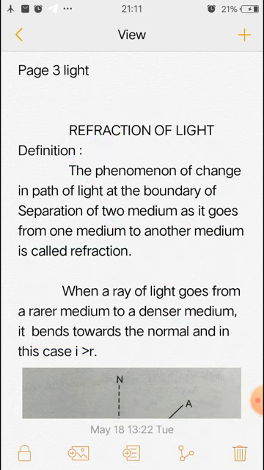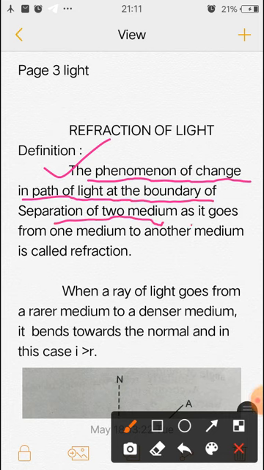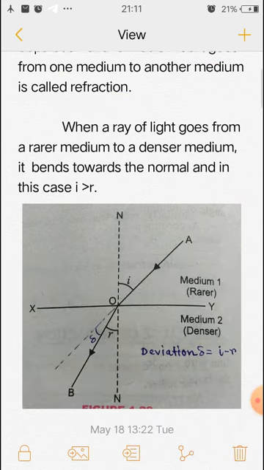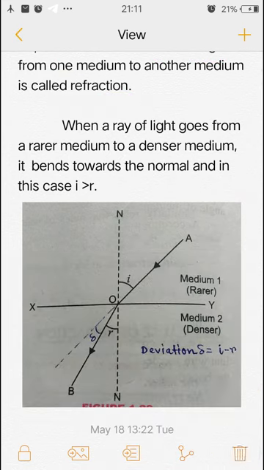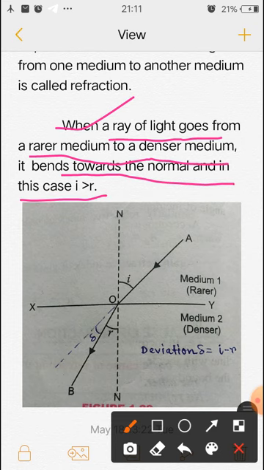Now the definition of refraction: the phenomenon of change of path of light at the boundary of separation of two media as it goes from one medium to another is called refraction. So you can see, when a ray of light goes from a rarer medium to a denser medium, it bends towards the normal, and in this case i is greater than r.